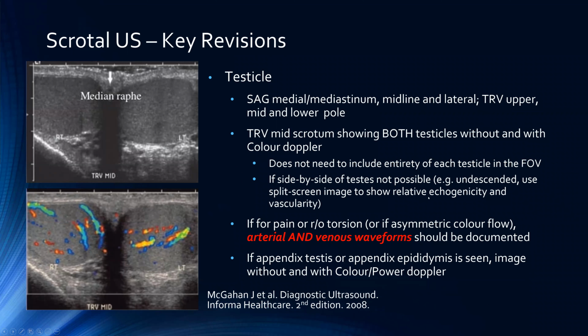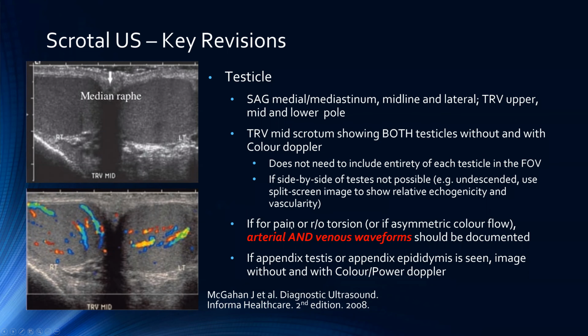Aside from that, one thing to note, if you're unable to get the two testicles on a single image, in the setting of undescended testicle, then use a split screen image with the same scale of Doppler to show both the left and right on a single image to show the relative flow between the two.